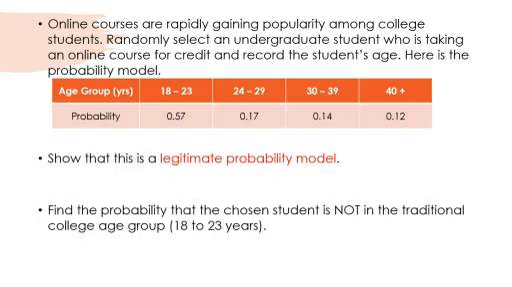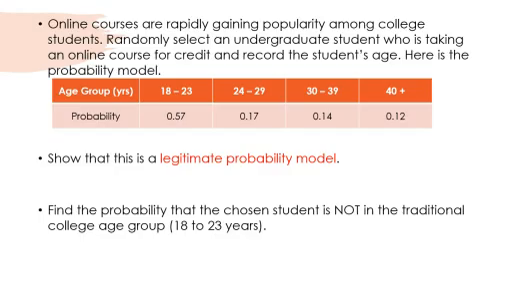So from 18 to 23, the chance of an undergrad student taking online courses is 0.57, 24 to 29 is 0.17, 0.14, and over 40 is 0.12. Okay, so those are the probabilities for each group. The first question is: show that this is a legit probability model.